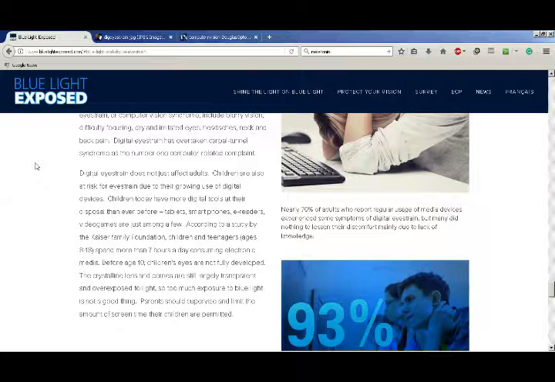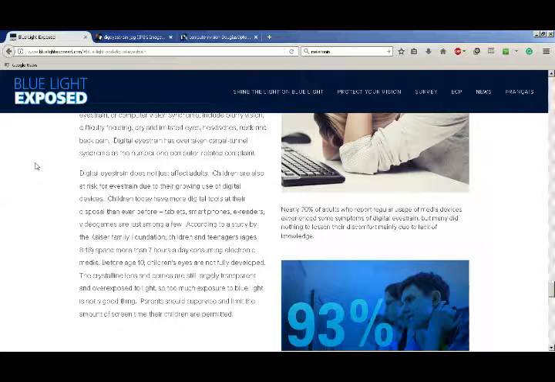But it says, according to a study by the Kaiser Family Foundation, children and teenagers ages 8 to 18 spend more than 7 hours a day consuming electronic media. Before age 10, children's eyes are not fully developed. The crystalline lens and cornea are still largely transparent and overexposed to light. So, too much exposure to blue light is not a good thing. Parents should supervise and limit the amount of screen time their children are permitted.